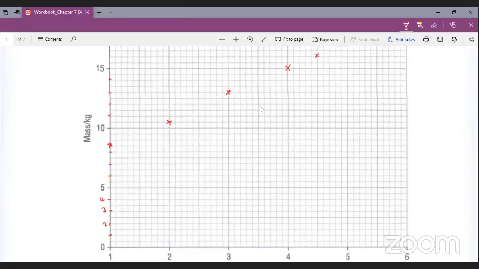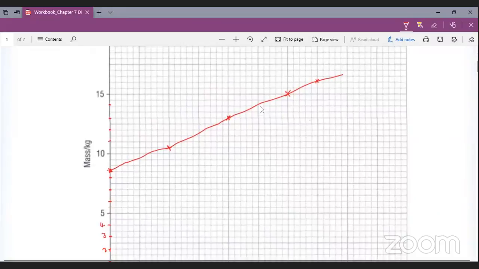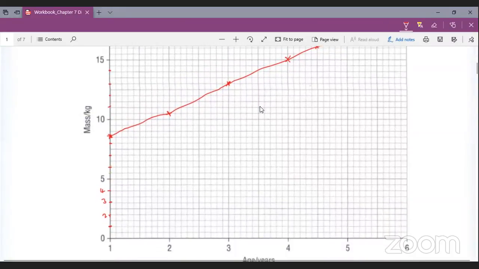So the next thing to do is to join the stars which you've already marked. You're going to draw with a free hand. In most cases, I advise my students to use a free hand, not a ruler. So this is what you're going to have for the developing countries. Then we're going to go to the developed countries.